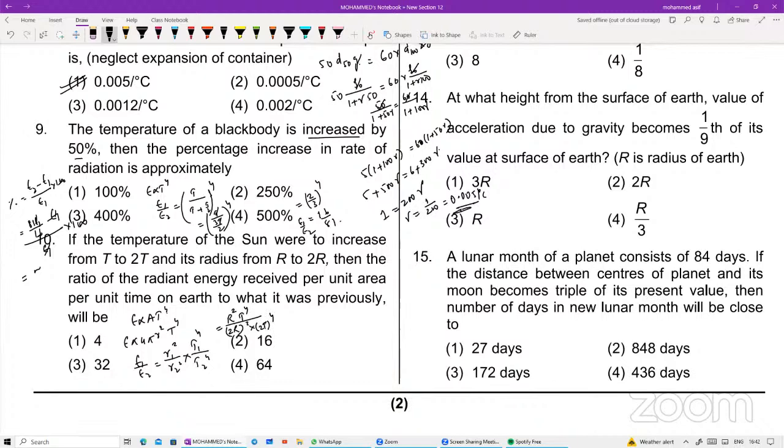ठीक है ना? तो T to the power of 4, T to the power of 4 तो वैसे भी कट जाएगा, R square और R square वैसे भी कट जाएगा. So this will be coming out for me 1 by 64. And E1 by E2 is equal to 1 by 64. So previously पूछा है तो E2 by E1 will be equal to 64. Fourth option will be the answer. Clear? I hope formula revision हो गया आप लोग का. चलिए.